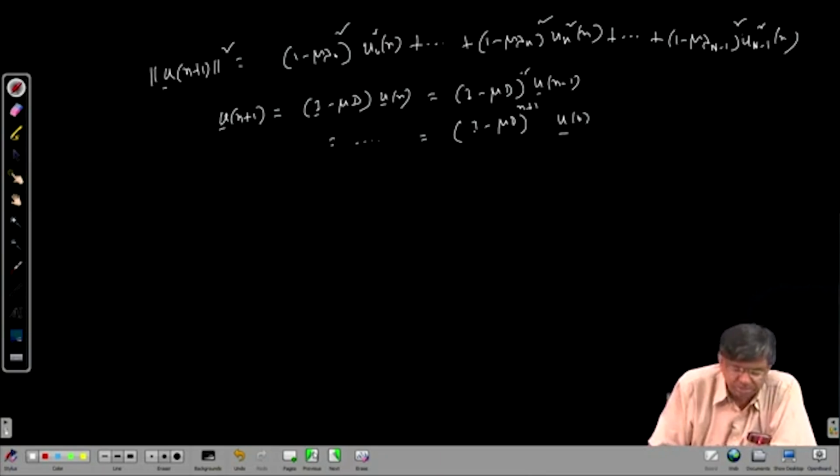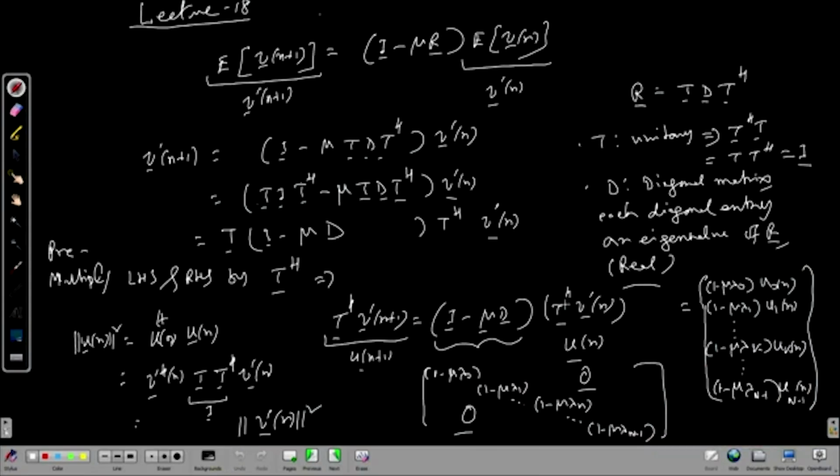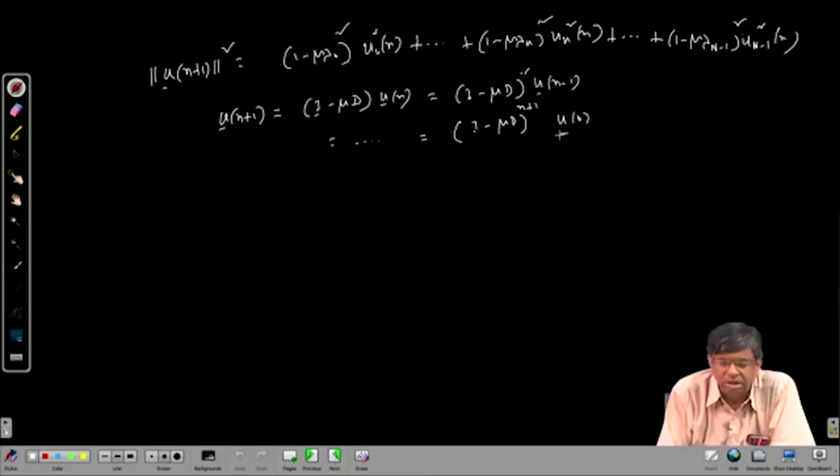What is un after all? This is un. So, u0 is T H v′n. And what is v′n? E of v0, sorry, T H v′0. U0 is T H v′0. And what is v′0? E of v0. But v0 is w0 minus w_opt. This is an initial condition which is not random. So, v0 is not random, E of that is itself. That is why it is a constant. So, u0 is a constant.